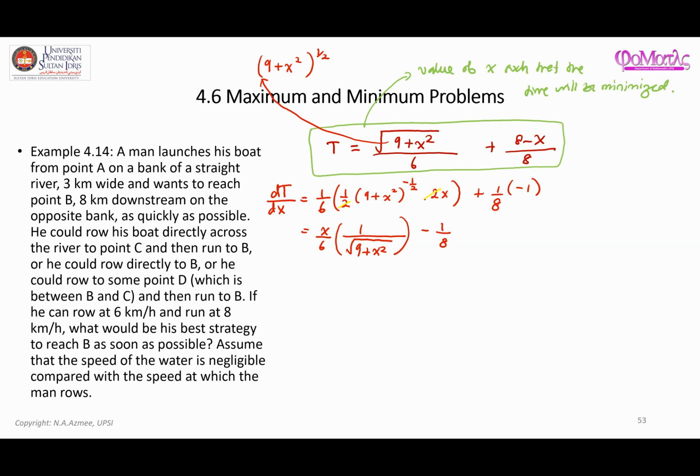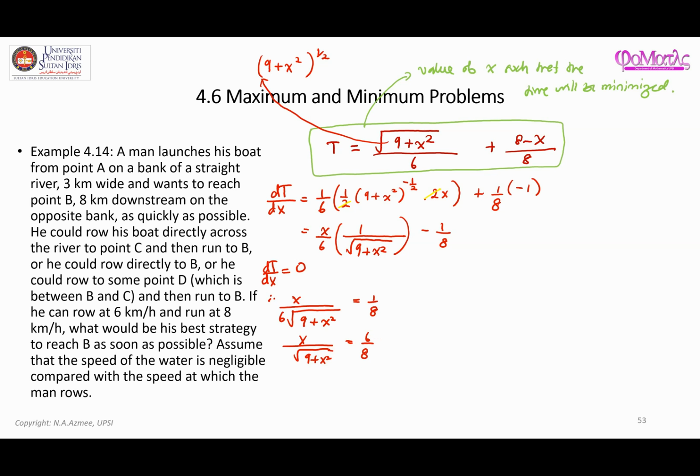Okay, in order to find the value of x such that the function will be minimized, we need to set dT/dx equal to 0. So dT/dx is equal to 0. Therefore, x over 6 times the square root of 9 plus x squared will be equal to 1 over 8. And next we can have x over the square root of 9 plus x squared will be 6 over 8.